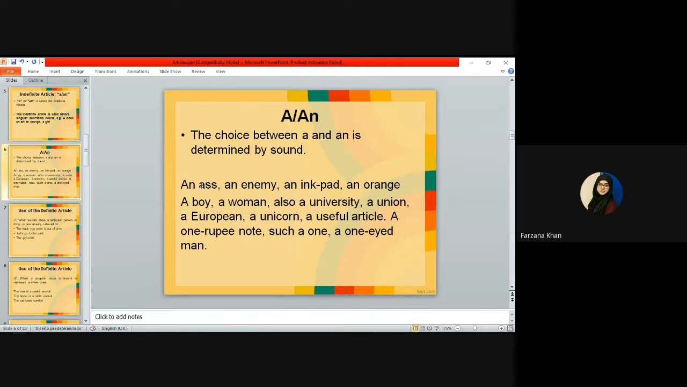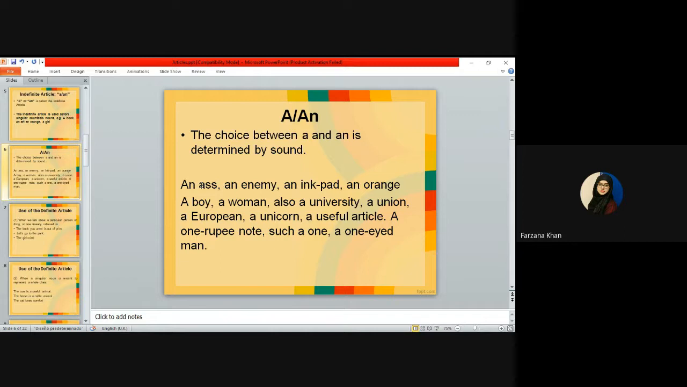But I want to tell you one thing which is very important, which you need to keep in mind while deciding between a and an. You were taught that an is placed with the vowel sound, right? So what are vowel sounds? Keep it in your mind: A, E, O, U, I are not vowel sounds. These are letters.